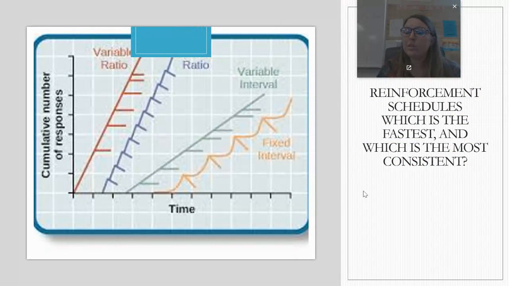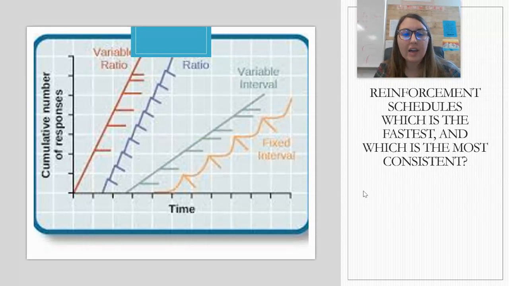From these reinforcement schedules, which is the fastest? I mean, fastest in the amount of time it takes to learn a behavior, and which is the most consistent? Write that in your notes, and we'll talk about that.